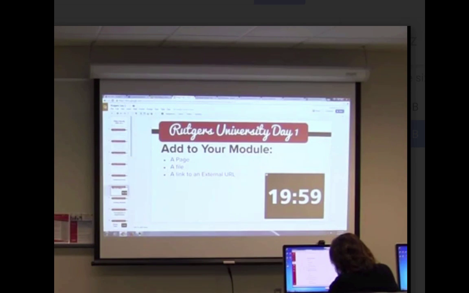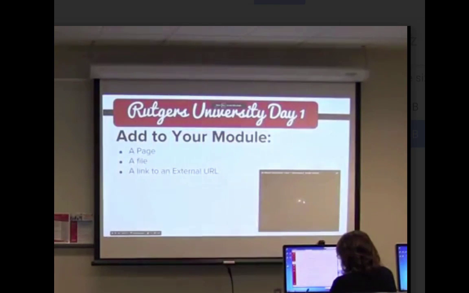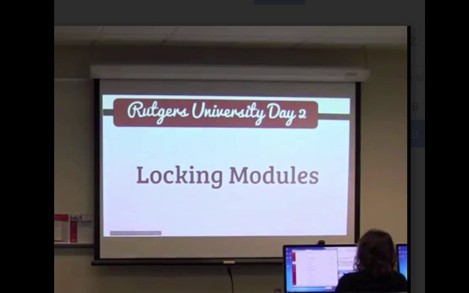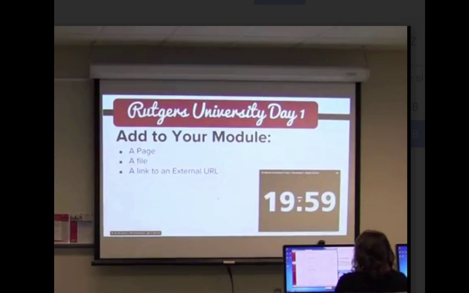Alright. In the module that you have working so far, I'm going to give you some time to add 3 things. A page, and you can play around with embedding content onto the page, so you could embed HTML content. Also add a file and a link to an external URL. Then we should have a pretty nice looking module with a bunch of stuff in there, because we have an assignment, a discussion, and a quiz. Go ahead and spend some time adding a page to your module, a file, and a link to an external URL.